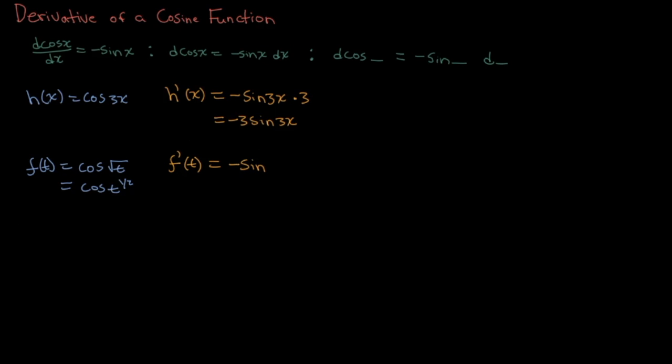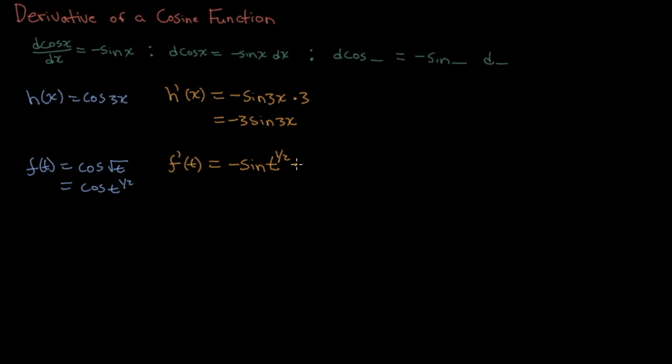But anyway, continuing on, negative sine whatever this is, and in this case it's t to the power of 1 over 2. So negative sine t to the power of 1 over 2 times the derivative of t to the 1 over 2. What is the derivative of t to the 1 over 2?